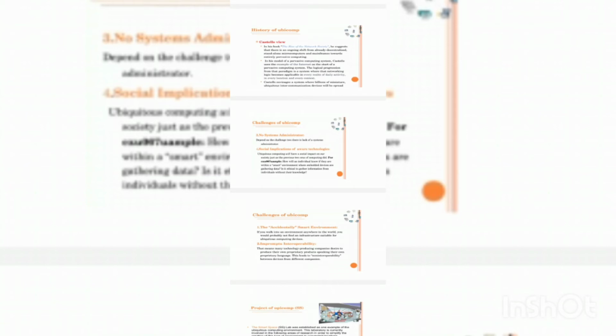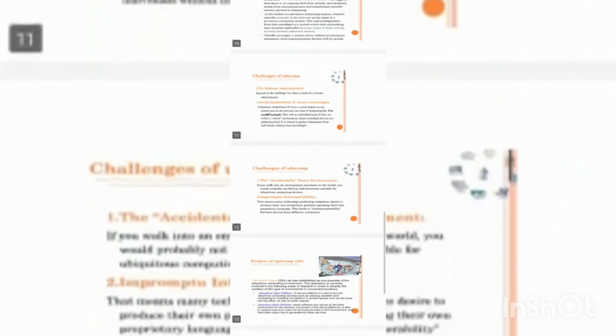In his model of pervasive computing systems, Castells used the example of the internet as the start of pervasive computing. The logical progression from that paradigm is a system where networking logic becomes applicable in every realm of daily activities, in every location and every context. He imagines a system where billions of ubiquitous intercommunicating devices will be spread.